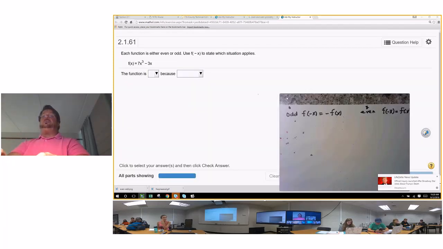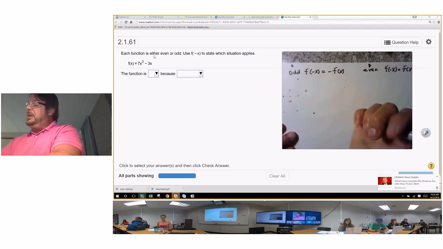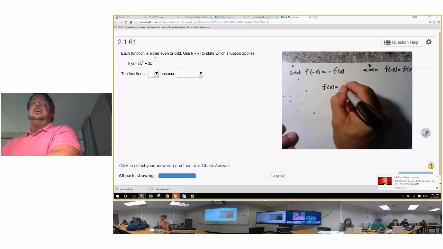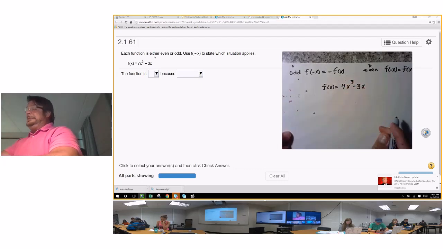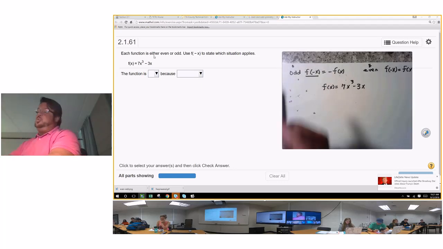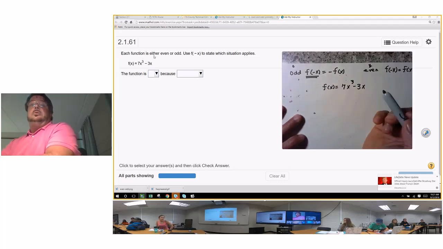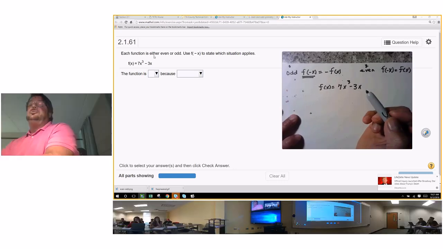All right, the question that you asked was, is the function 7x to the third minus 3x? So write that down. f of x is equal to 7x to the third minus 3x. All right, tell me what f of negative x means. What does f of 2 mean? That's not rhetorical. I want y'all to answer it.